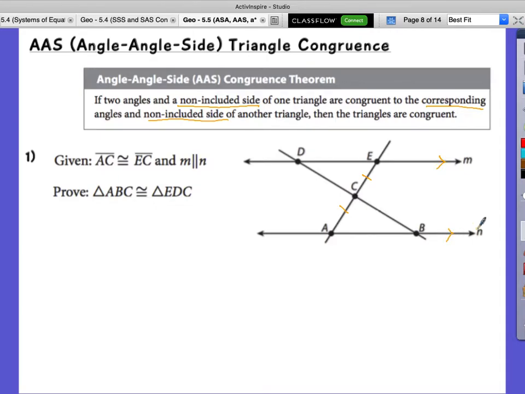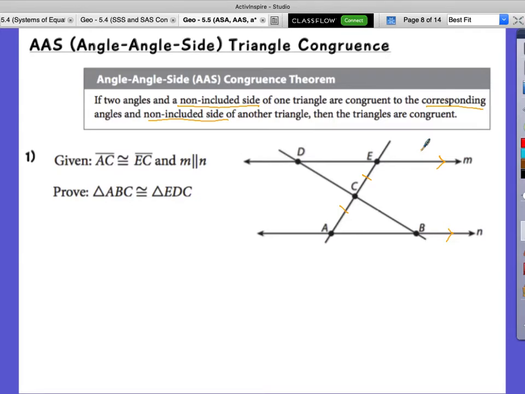Now, if we look here at these two parallel lines cut by two different transversals, what do we see in these shapes? Triangles. You see two triangles there. And we're trying to prove that triangle ABC, this bottom triangle, is congruent to triangle EDC, this top triangle. Two parallel lines cut by a transversal, what's something that we could know about some of the angles?